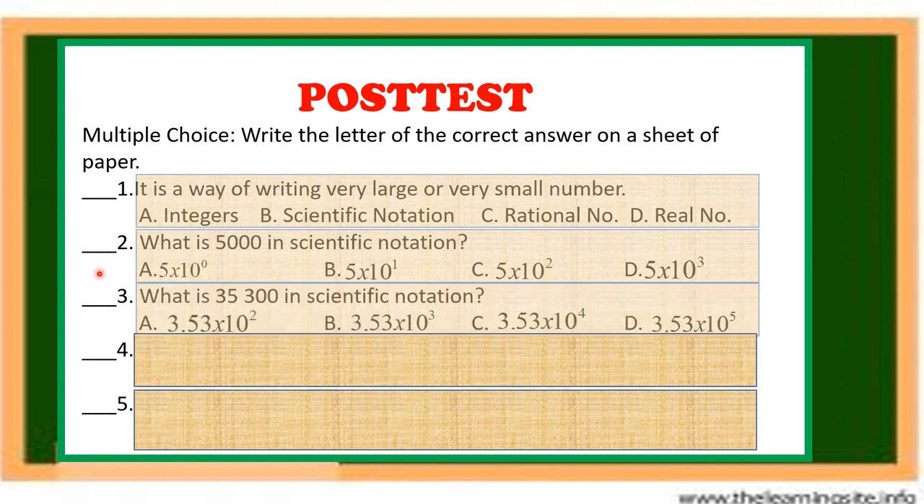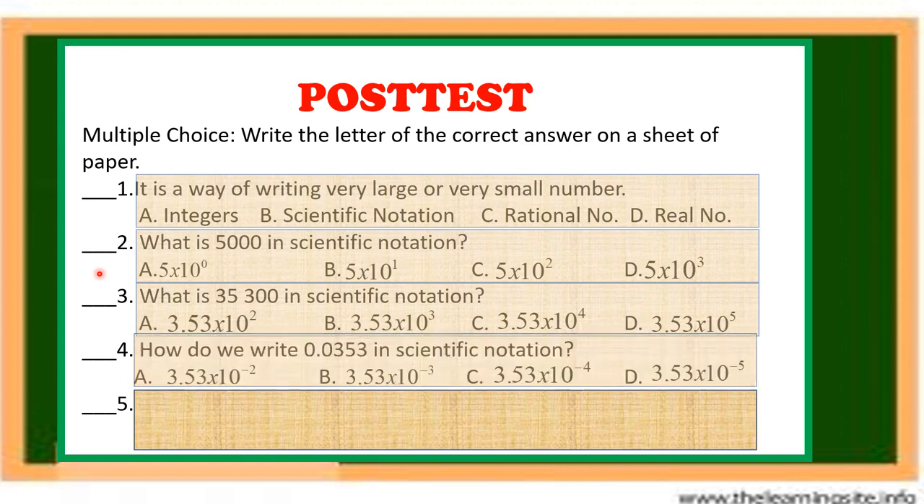Number 3. What is 35,300 in scientific notation? Letter A, 3.53 times 10 squared. Letter B, 3.53 times 10 cubed. Letter C, 3.53 times 10 raised to the fourth. Letter D, 3.53 times 10 raised to the fifth power.